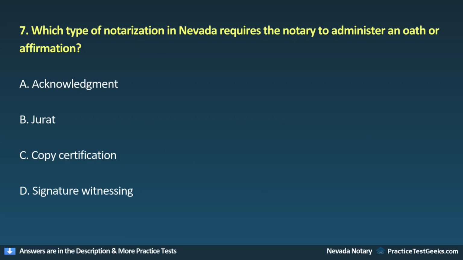7. Which type of notarization in Nevada requires the notary to administer an oath or affirmation? A. Acknowledgement. B. Jurat. C. Copy certification. D. Signature witnessing.